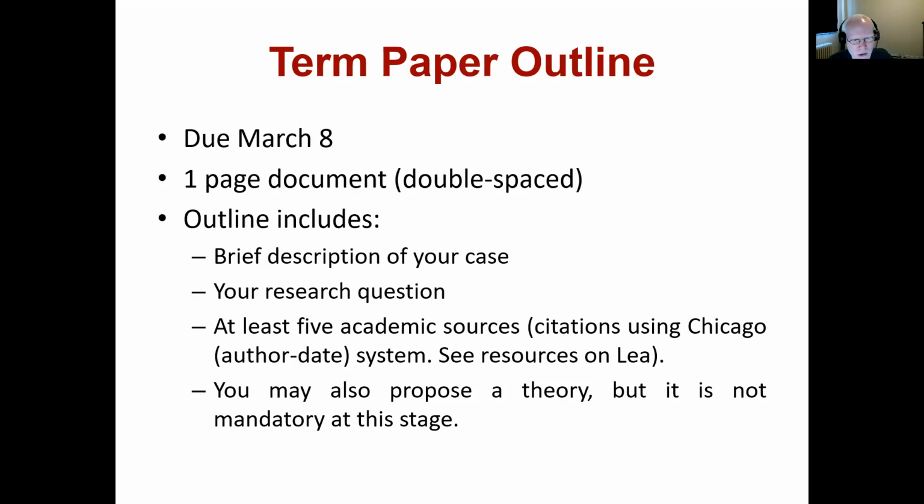At least 5 academic sources, with citations using the Chicago author-date system, and there are resources on Leia for using that system. So at least 5 academic sources, either books or journal articles that are related to your case that will be able to help you build your paper. And if you've got a theory that you think answers your question, so if there's a social science theory or one of the theories that you've seen in the course that you think will prove to be a good answer to your question, you can include it. But at this stage, I'm not expecting you to have chosen your theory.